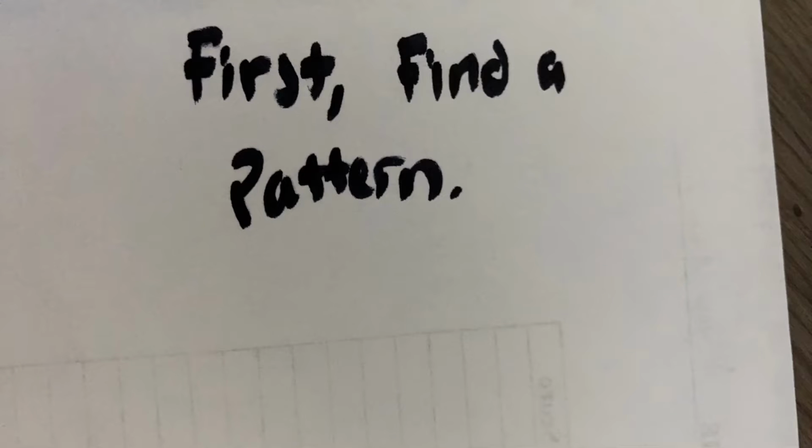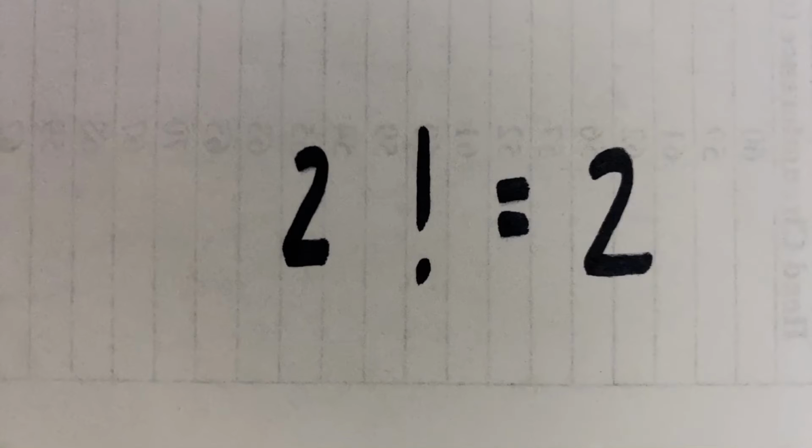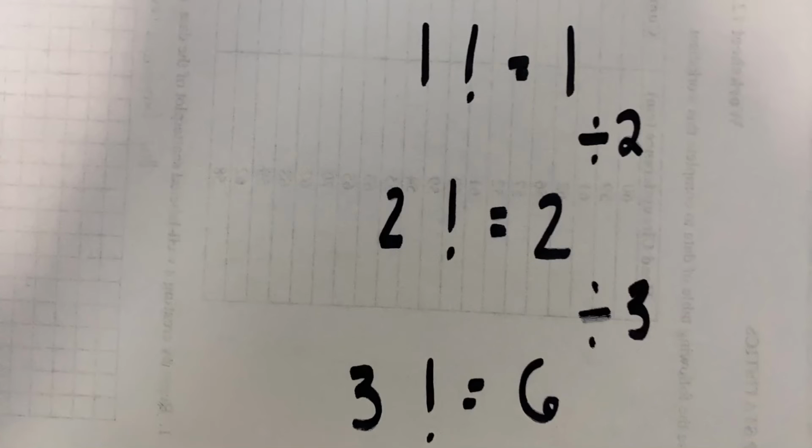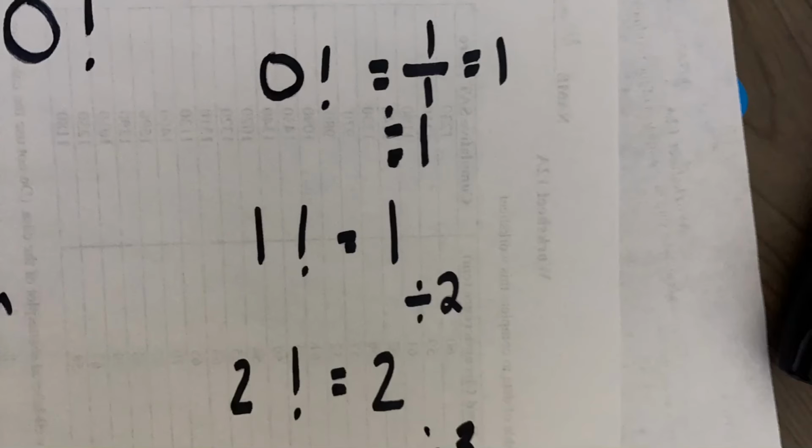Yes. Now what about 0 factorial? First find a pattern. Let's take 3 factorial equals 6, 2 factorial equals 2, and 1 factorial obviously is 1. Now we see divide 3 and divide 2 from previous. Going by this pattern, we also see if you divide by 1, you get 1 divide 1, which is equal to 1, right?